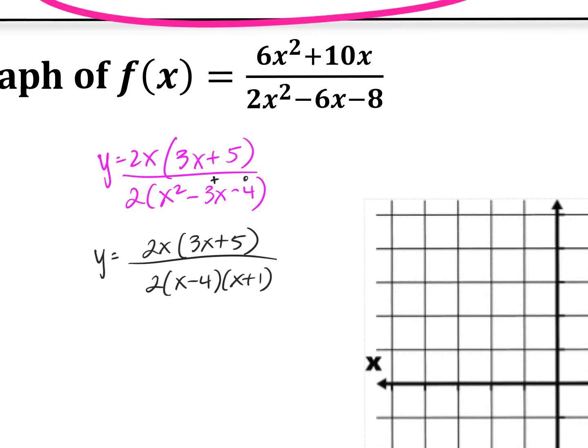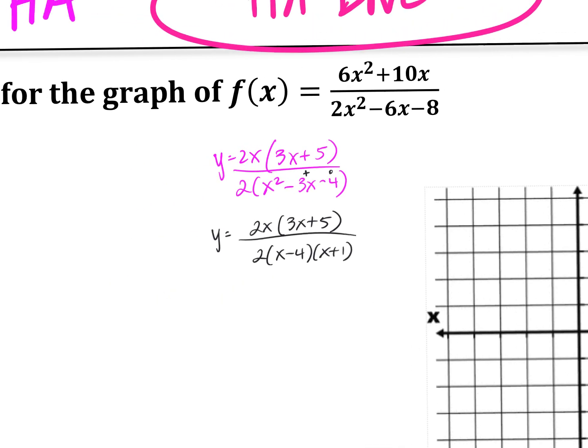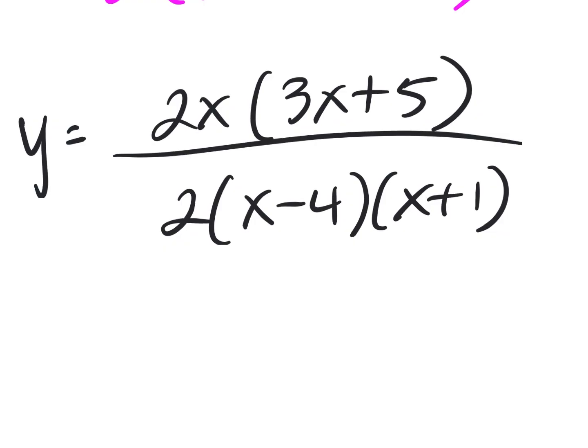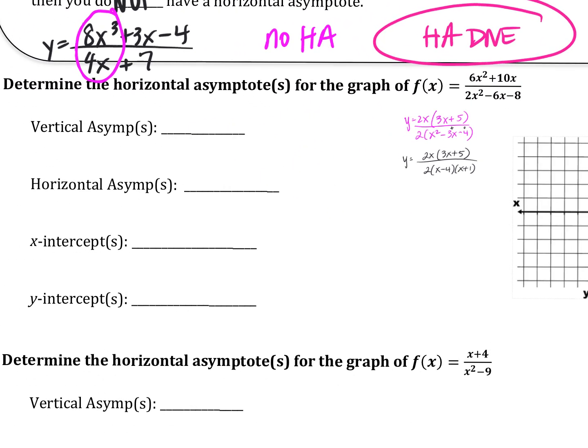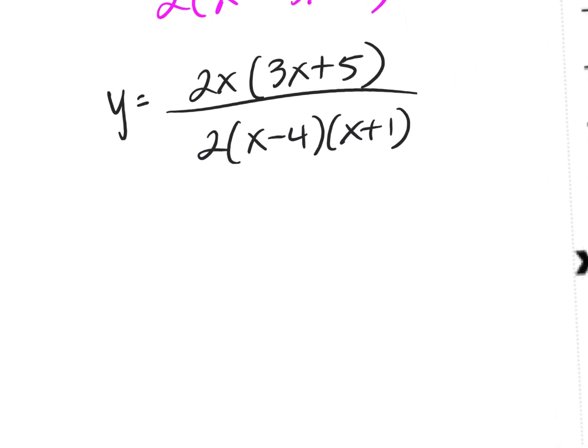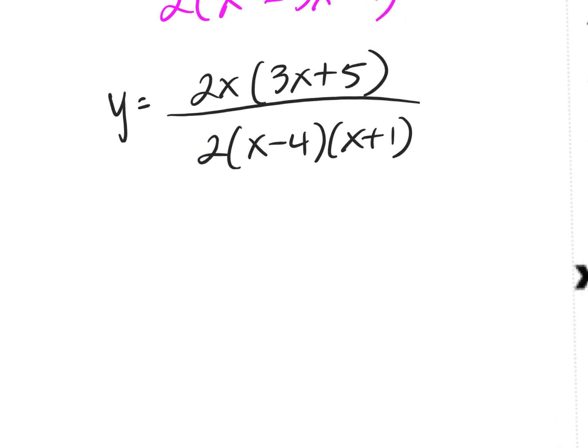Okay, people, do we have a hole? Do we have a hole? No. We don't have a hole. That's why I didn't give you a blank for it. That's nice. Vertical asymptotes. When does the denominator equal 0?